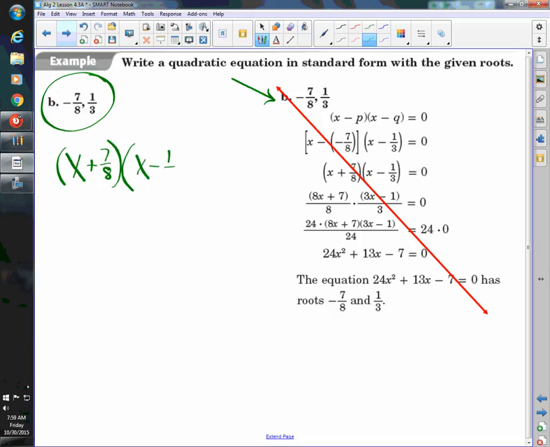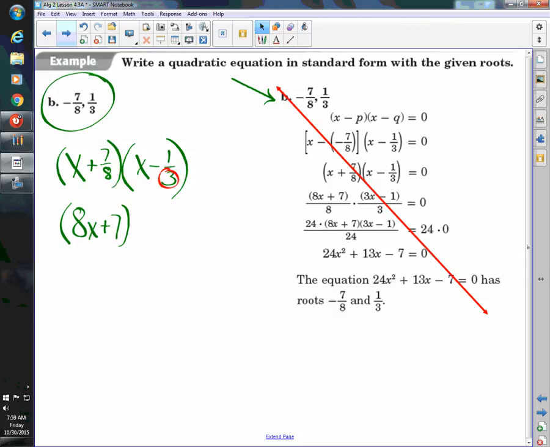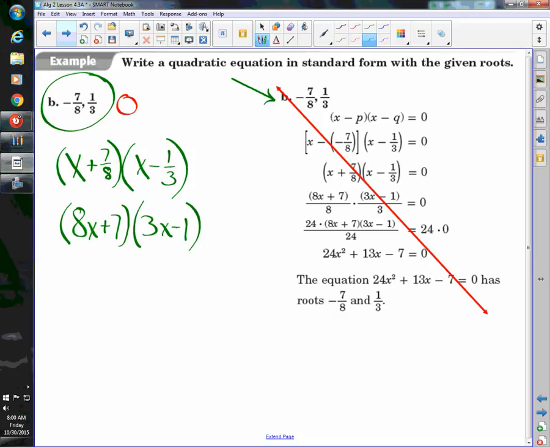Now here's a little trick that I use. You see the 8 right here on the bottom? What we're going to do with that 8 is move it in front of the x. So I'm going to take that 8 and put it right in front of that x. So what I have is 8x plus 7. That gets rid of the fractions. Likewise, I'm going to do the same thing over here with this 3. I'm going to move it in front of this x. So I'm going to have 3x minus 1. Now that I've done that, I can do my FOIL method.